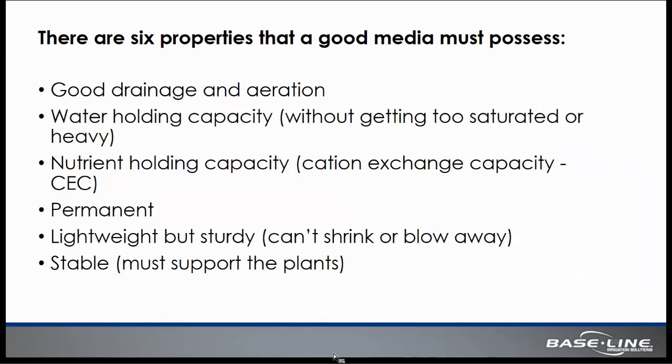He goes on to identify that there are 6 properties that a good media must possess, one being good drainage and aeration, the water holding capacity, which we've talked about, nutrient holding capacity. That media needs to be permanent. It also needs to be lightweight and sturdy, and must be stable to support the plant material that's been planted in that site.